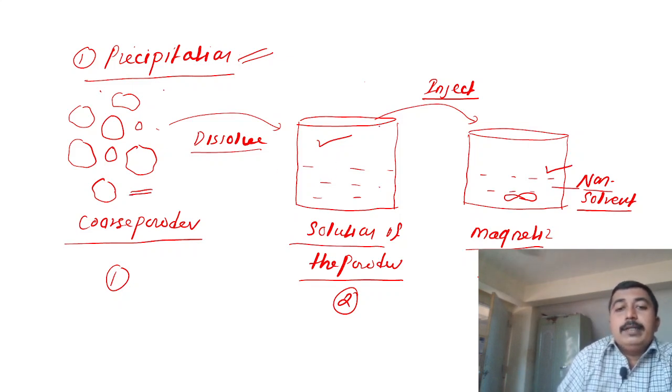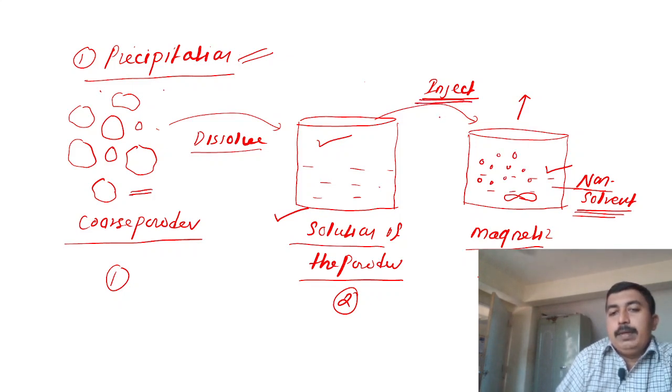So just inject the solution of powder in volatile solvent which I had prepared into a suitable liquid with continuous stirring. Which liquid do I have to select? A non-solvent. So during continuous stirring, what will happen? The solvent will evaporate and you will get fine powder particles. So you have to carefully control the rate of injection. By carefully controlling the rate of injection, you will get fine powder particles.